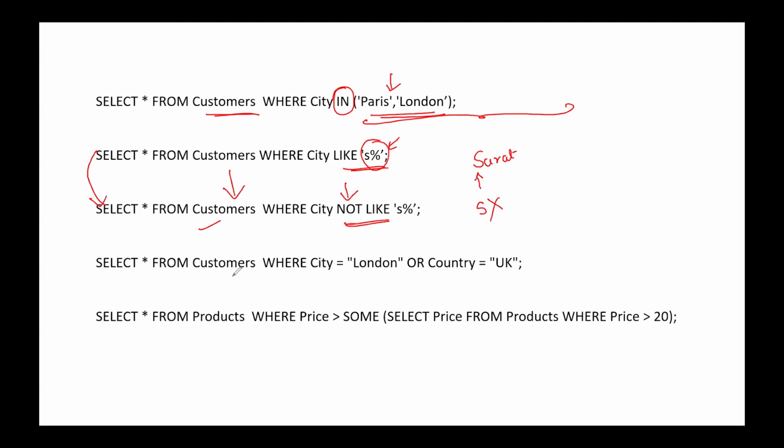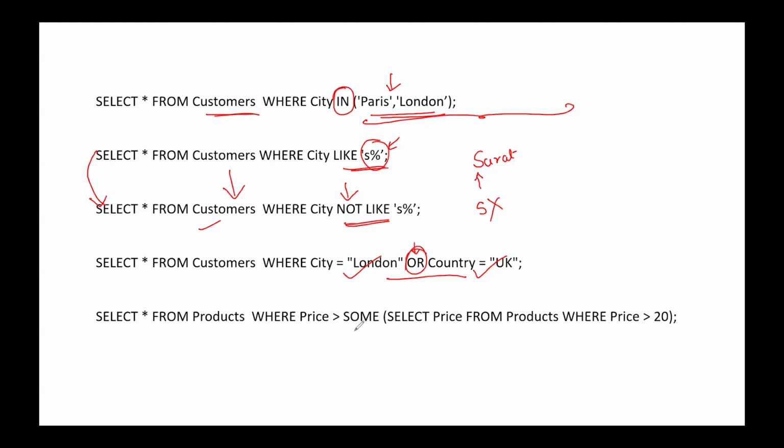Select star from customer where city is equal to London or country is equal to UK. This is the opposite of and. So if the city is London, or the country is UK, or both are true, in any one case being true or both being true, we are going to display the customer name. That is how we will use or.